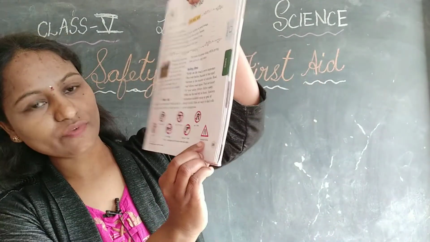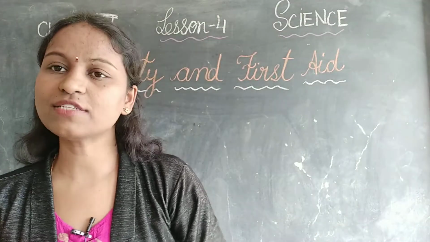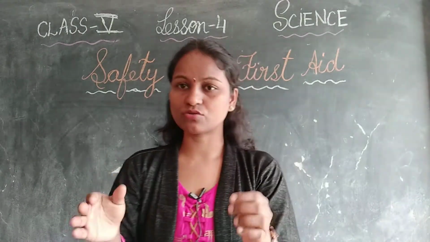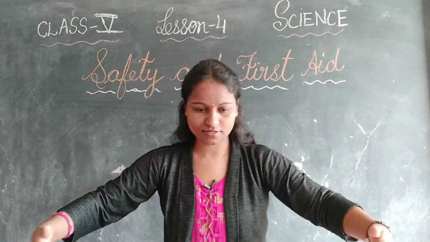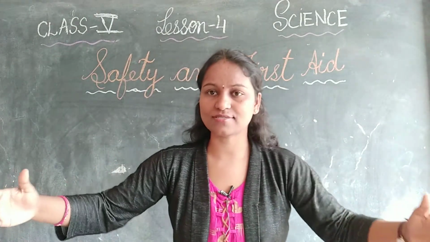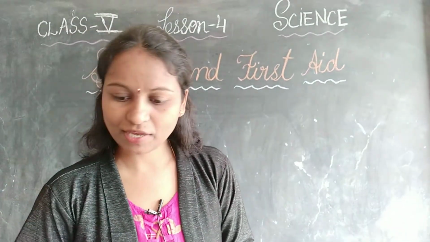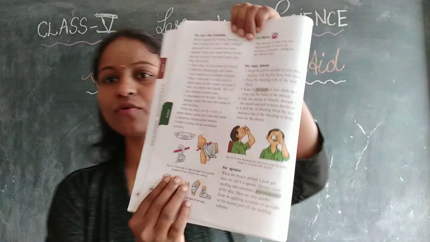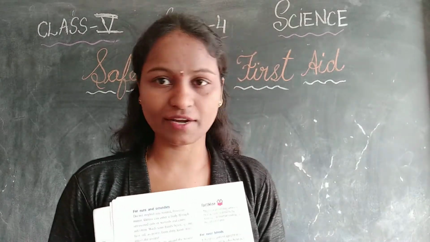Next one is a narrow road. What is this one, children? Narrow road means the road will be straight every time, in a shape with more distance. That is called a narrow road. Maybe you have seen other signs also. If you have seen, please let me know, children.